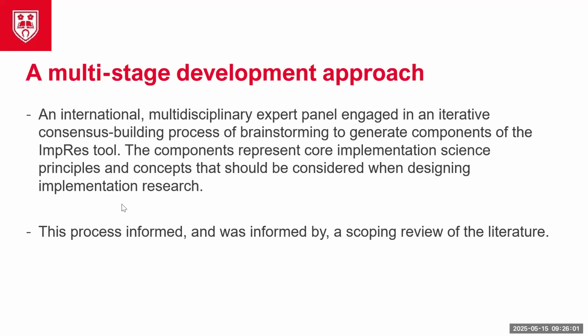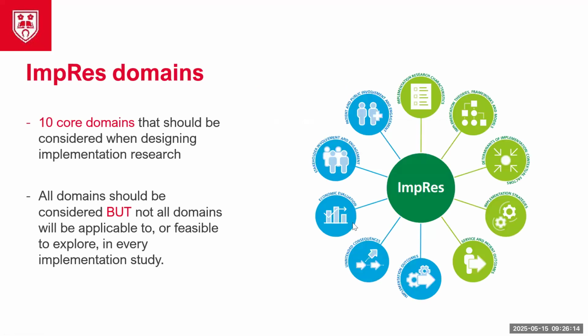And as part of this development process, a supplementary guide was also developed to help maximise the use of ImpRes and its potential benefits. Next slide, please, Louise. So this diagram lists the domains. There are 10 in total, which I'll talk about on the next slide, but I think it's just important to flag here that all the domains should be considered, but not all will be equally applicable or feasible to explore in every implementation research study.